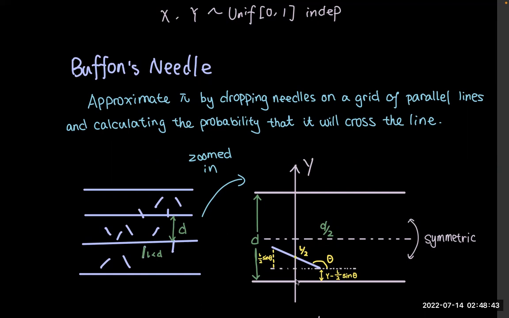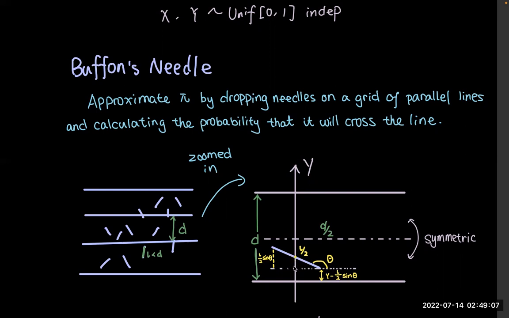Let this be 0, and this is y. And this part is L over 2. And this length here, I made a mistake, that's my fault. So this height is L over 2 times sine theta. Theta is the angle, so this height is L over 2 times sine theta.